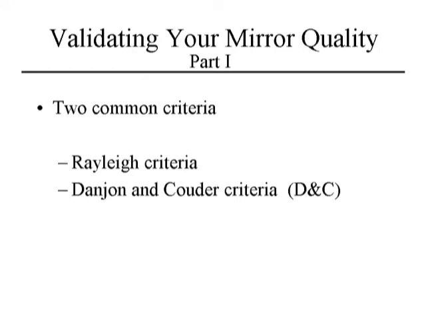The two most common criteria that are used for us to judge our mirrors against is the Rayleigh criteria, more commonly known as the Rayleigh quarter wave criteria, and the Danjon and Couder criteria. Now these are two separate criteria. They say different things and they mean different things. There is overlap. If you make a mirror satisfying either one of those criteria, you're going to have a mirror that you're going to be darn proud of, but they aren't the same criteria. So let's discuss the two criteria. What are they? What do they say and what do they mean?